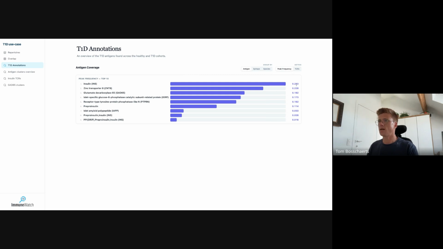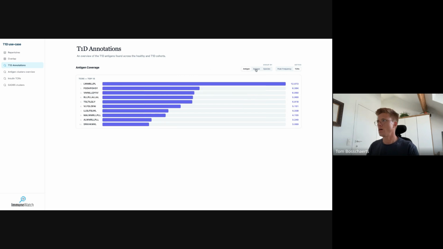So you can look at individual TCRs that got scores for these antigens, more than 30,000 for insulin, so clearly the top scoring antigen. You can also look at the epitope level, where it's this insulin epitope that really is driving the response in most of these.